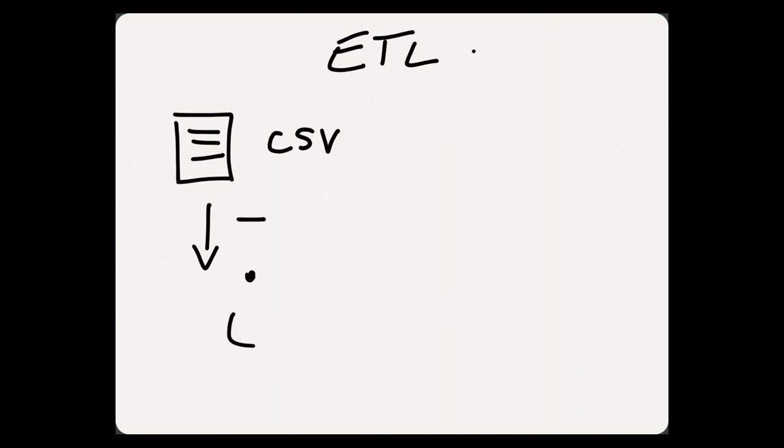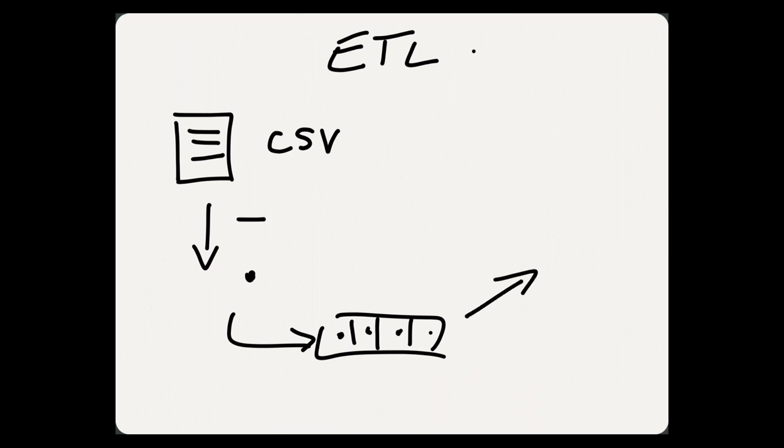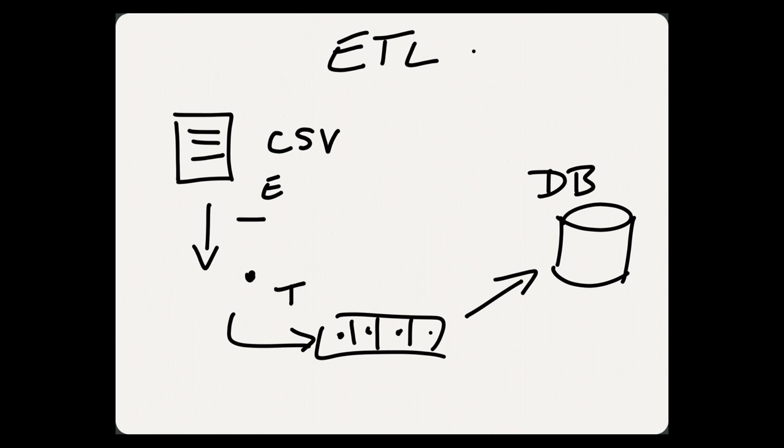transform it somehow, right, so that we have a collection of transformed records from this file, and then deposit those transformed records in some kind of data store, typically a relational database. So we extract, transform, and load. Okay?